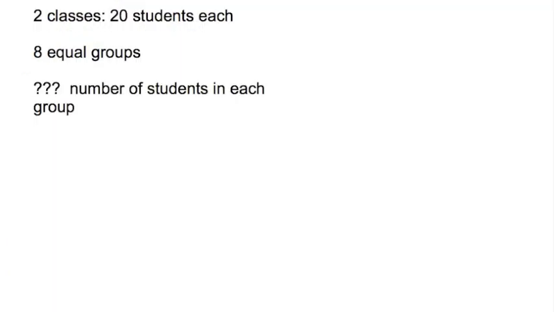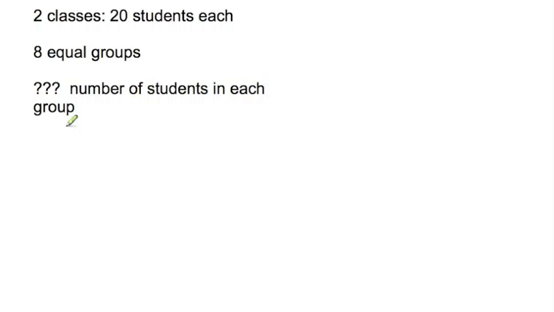So what I've actually done to make sense of this is I kind of rewrote it for myself. There's 3 classes, 24 kids each. 2 classes, 20 students each. I have 8 equal groups, and the whole point of this problem is I've got to figure out the number of students in each group.